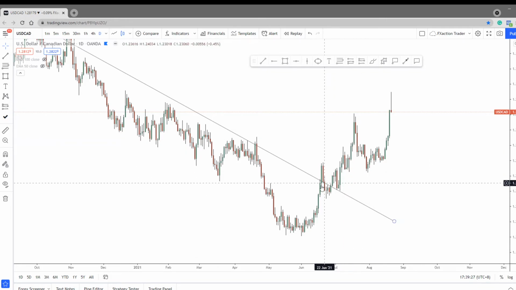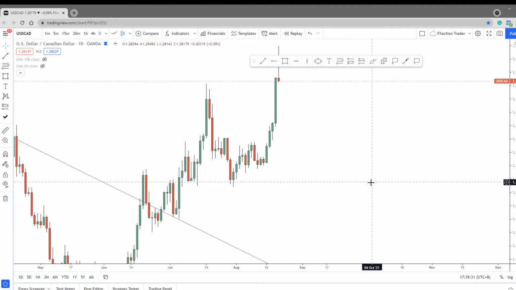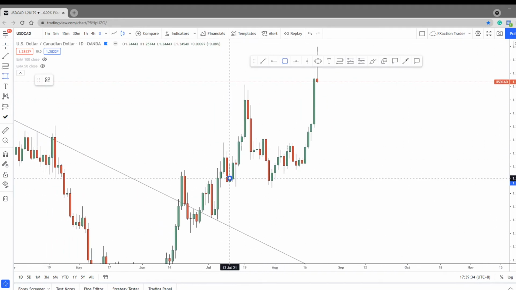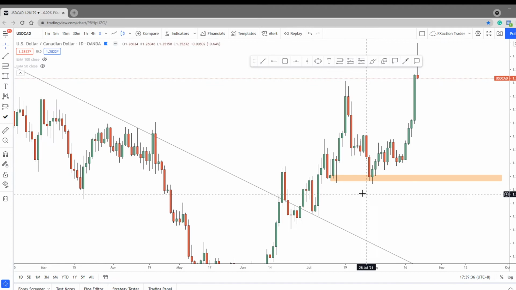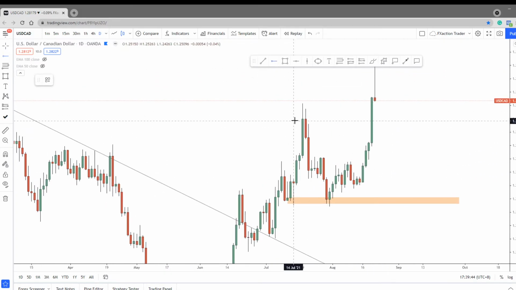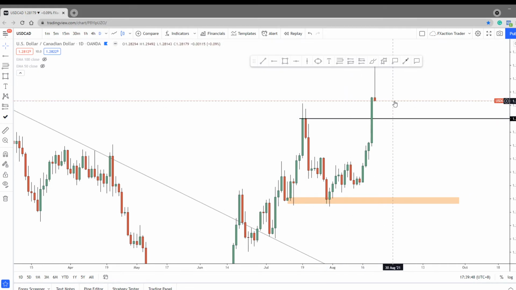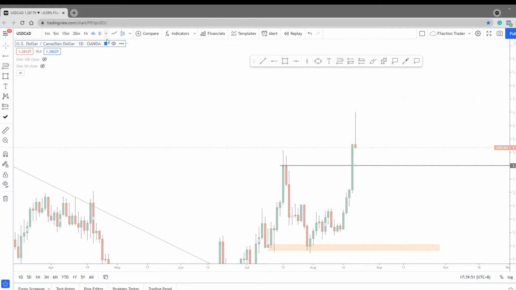Then the market started to trade in an uptrend condition, and we can see that from the past week, this higher low area was respected. The market broke out and made a new high, pulled back and retested this higher low level, and then last week the high level was again broken, and the market formed a new high.